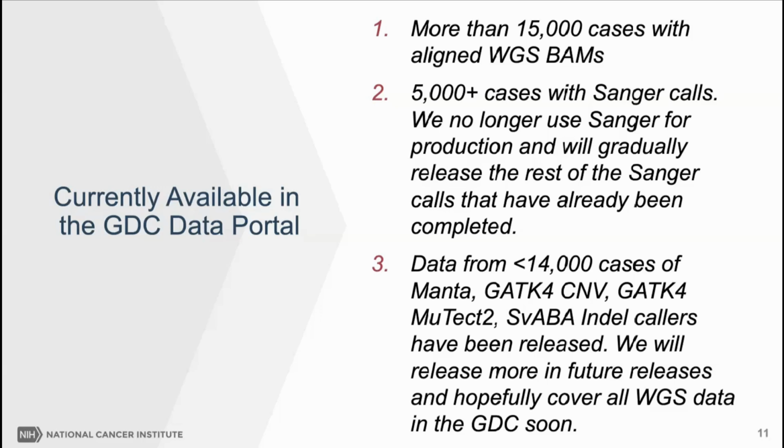And for the new pipelines, so far we have released variant call data from 1,000 up to like 14,000 cases, depending on which pipeline we're talking about. And we plan to continue expanding this set in future releases, with the goal of eventually providing a comprehensive variant call set for all the whole genome cases in the GDC. So eventually we hope, similar to whole exome data, for every tumor normal pair in the GDC, you can find a complete set of the variants. Next slide.